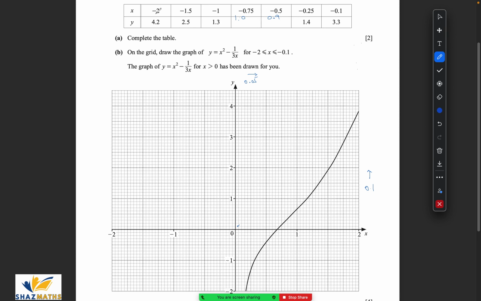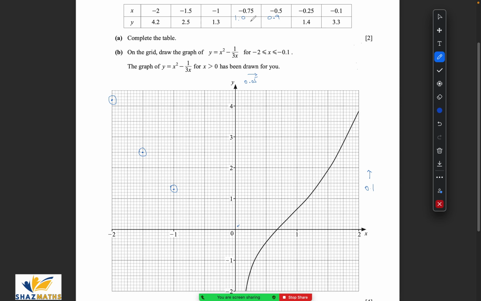So at x equals -2, y is 4.2. So 4 is here. On the y-axis, we can see the scale is 0.1, so 4.2 would be here. Okay, so I've just marked it and made a circle around it, so that it is clearly visible. At x equals -1.5, y is 2.5. So 2 here, 2.5 is here. There you go. At -1, y is 1.3. Here we go.